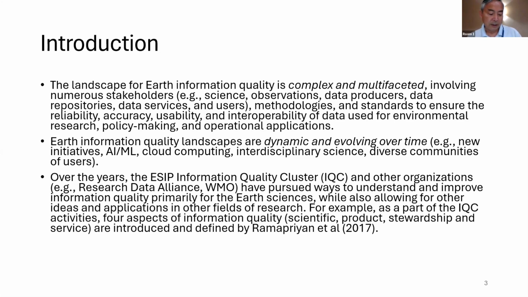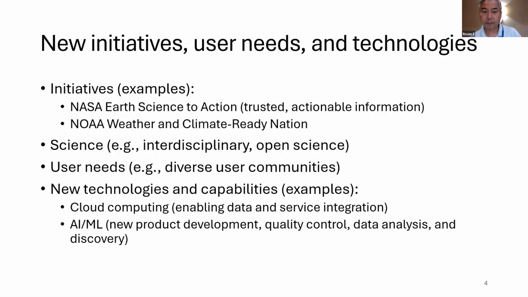Over the years, the ESIP Information Quality Cluster and other organizations have pursued ways to understand and improve information quality. These are some examples of the latest activities, such as new initiatives: NASA's Earth Science to Action, looking for trusted, actionable information, and also NOAA's Weather and Climate Ready Nations. All these initiatives will provide trusted, actionable information to society. And also the science aspect: interdisciplinary science and open science, and also user needs. We need to address diverse user communities, and also new technologies and capabilities.